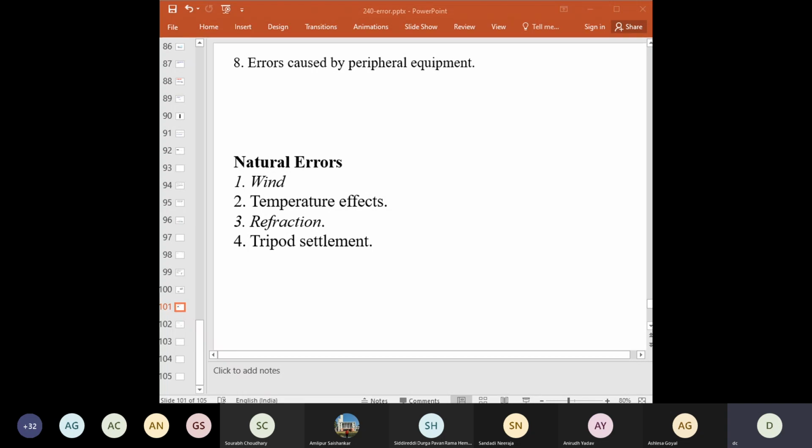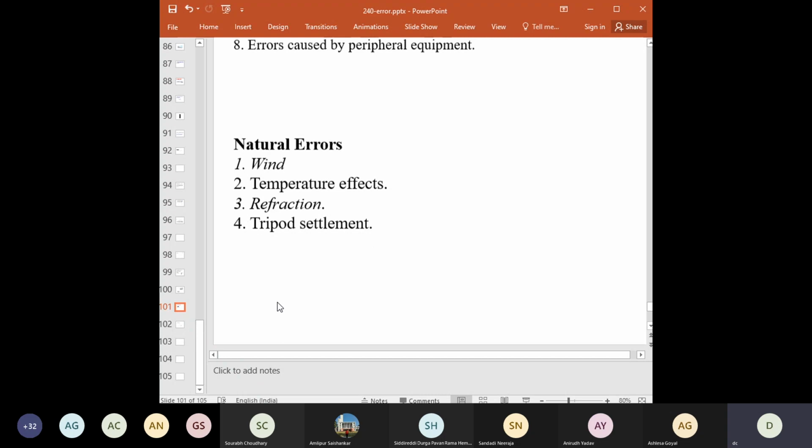So most total stations have some sensors that tell the operator when the disorientation of any of these occurs, and accordingly the operator of this instrument can be alerted.